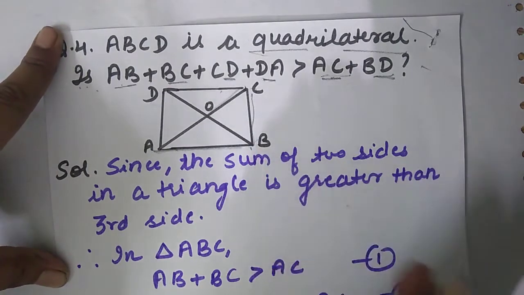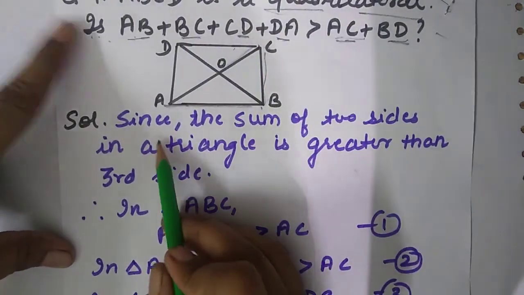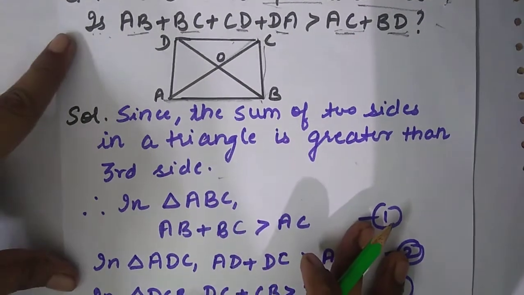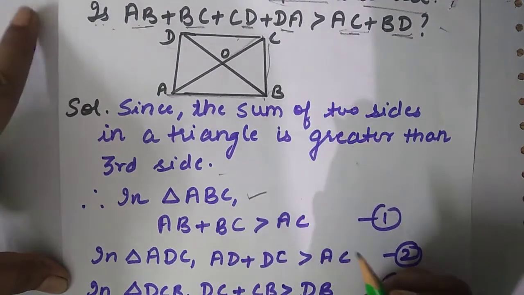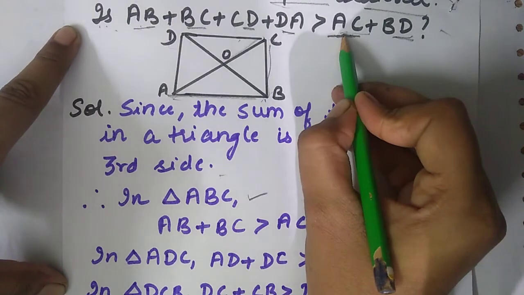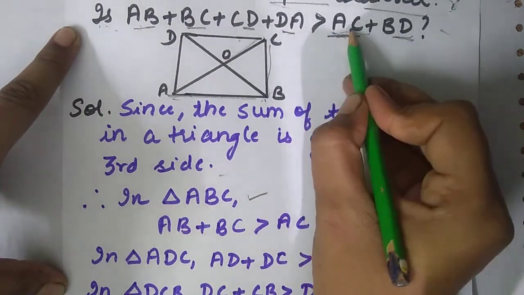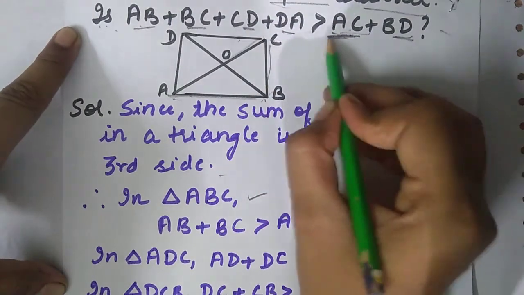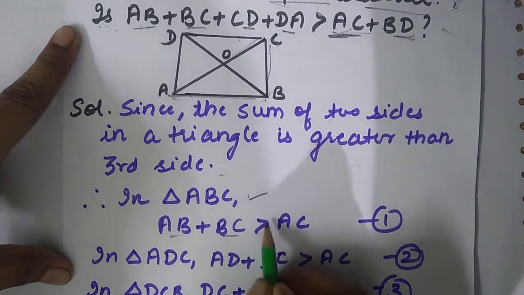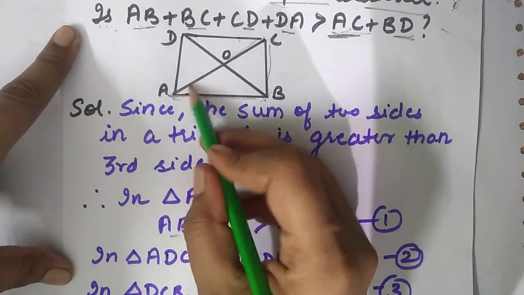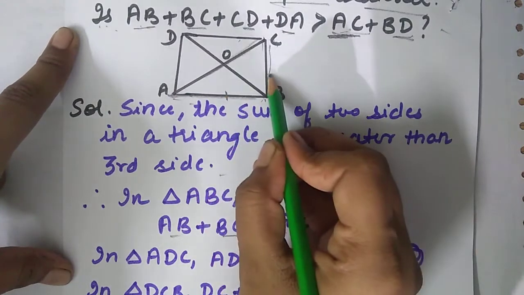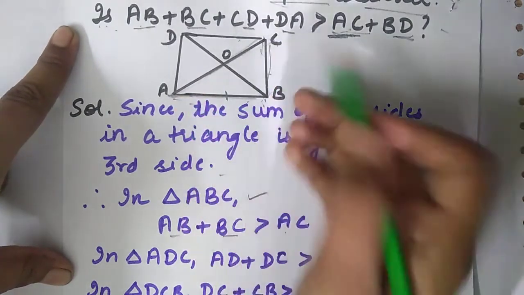Again I will apply the triangle inequality. As we know, the sum of two sides of a triangle is greater than the third side. So first I will take triangle ABC, because I need AC. AC is less than these. So AB plus BC is greater than AC, because of triangle inequality. If I take this triangle, the sum of these two sides, AB plus BC, must be greater than AC.